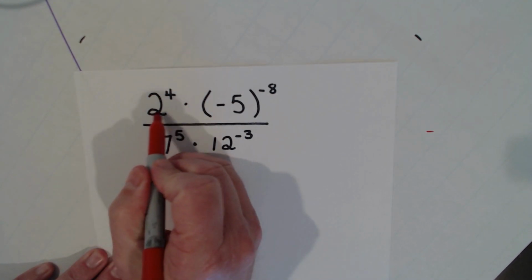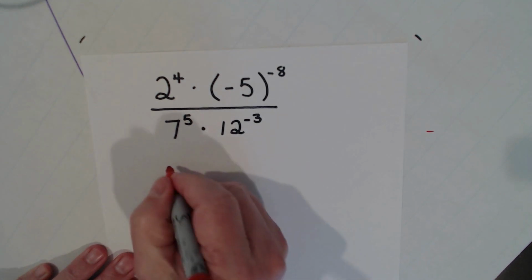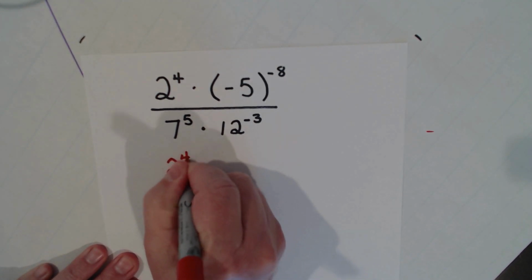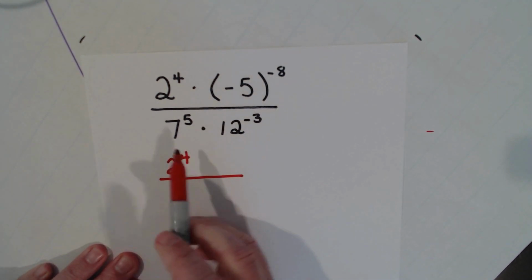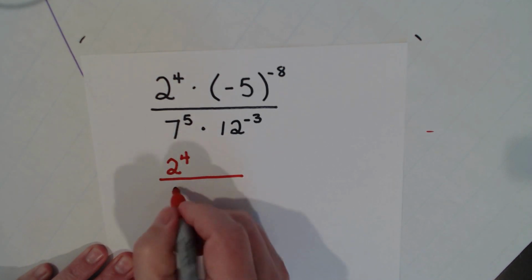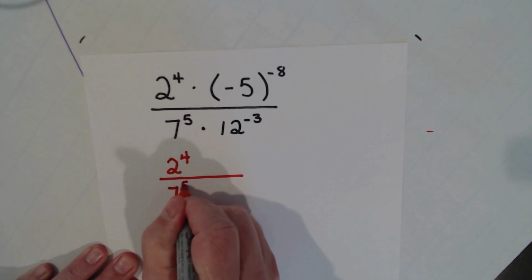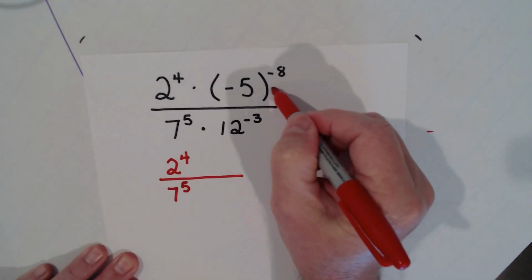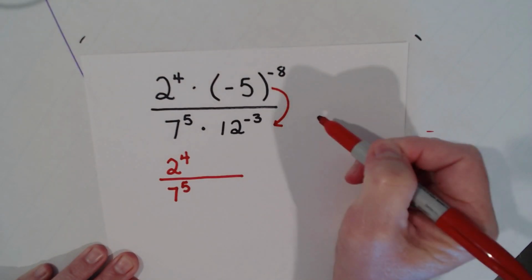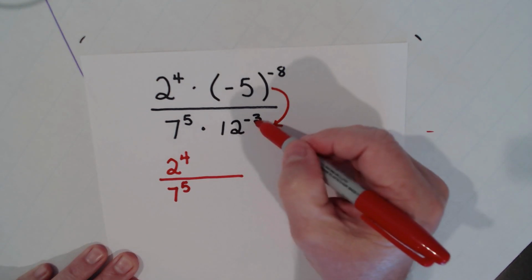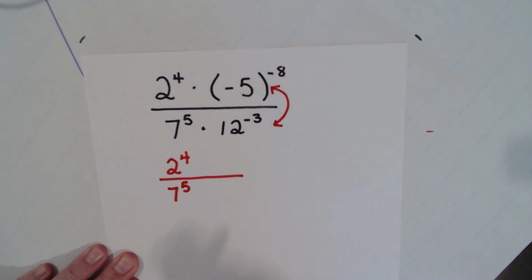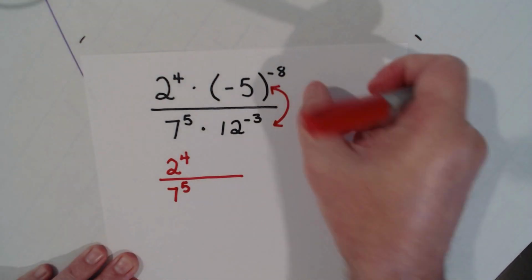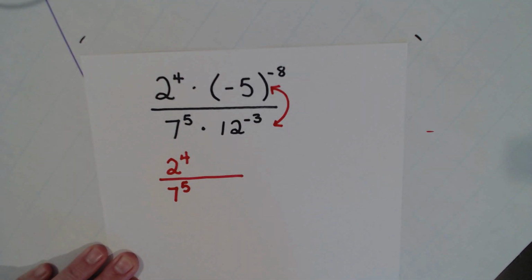So 2 to the 4th power is going to stay right where it's at. 2 to the 4th power. 7 to the 5th power, going to stay right where it's at. This -5 though has a negative exponent, so it needs to be moved to the bottom. And this 12, which has a -3 exponent, needs to be moved to the top. So these are the ones that are going to get flipped.